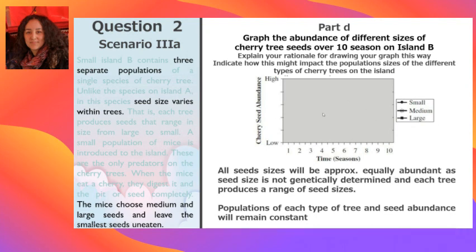So I'm going to give you about 30 seconds to draw a quick little graph. Again, we're just looking for basic trend lines. So based on this information here, all seed sizes are approximately equal because they are not genetically determined. Let's just draw a quick graph and I will have an example for you. But let's just take 30 seconds.